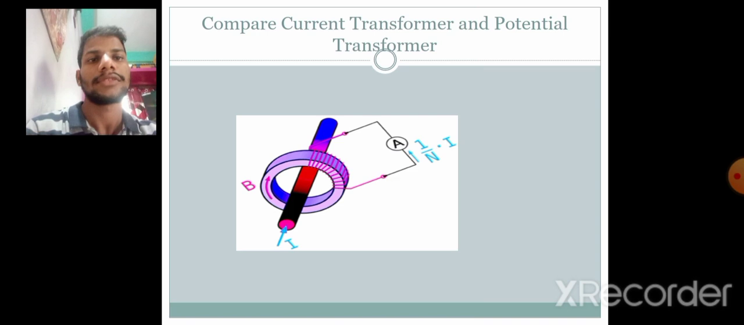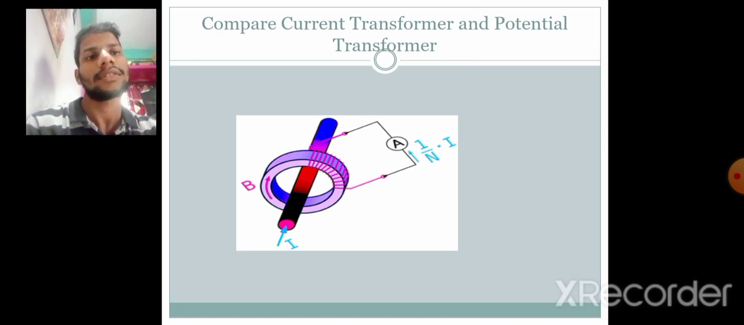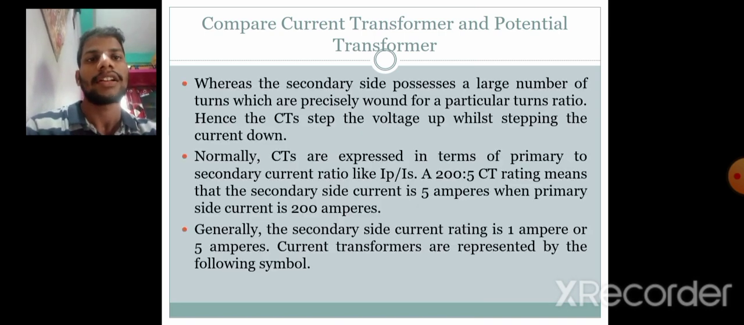And it is the small symbol which is used in the current transformer. It has one conductor and magnetic flux, which is placed in the magnetic field, and it produces the current for the ammeter. The ammeter is kept and measures the current. Whereas the secondary side possesses a large number of turns, precisely chosen for a particular turns ratio, and the CT steps the voltage up while stepping the current down.